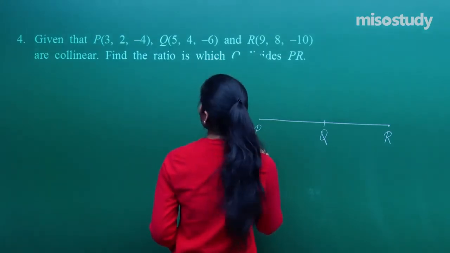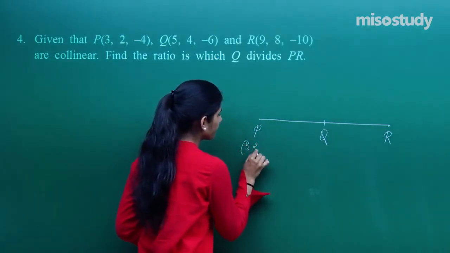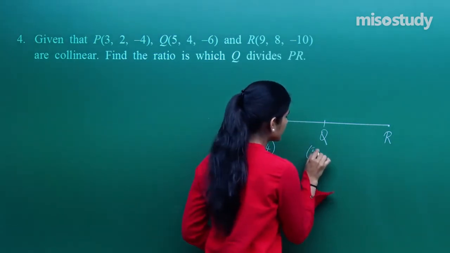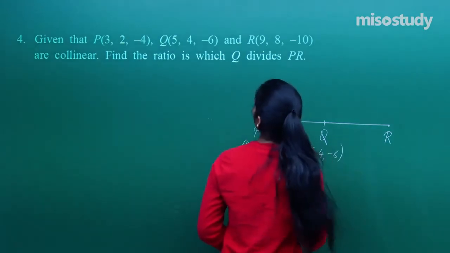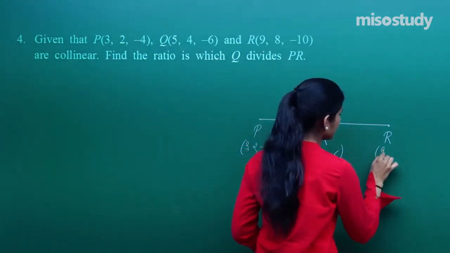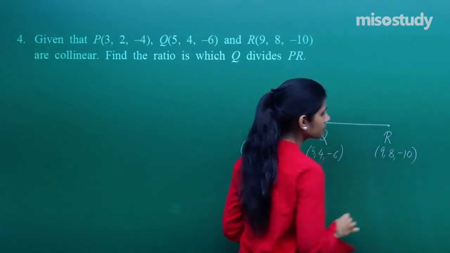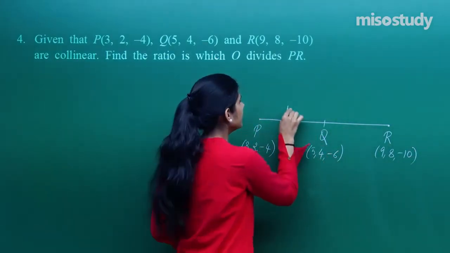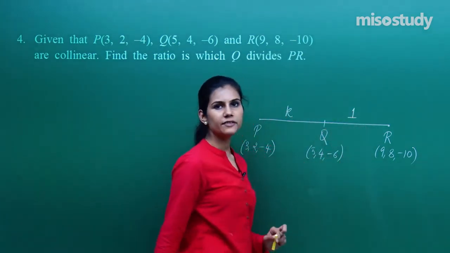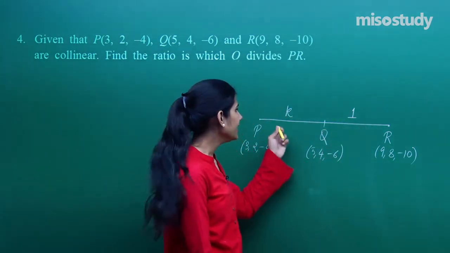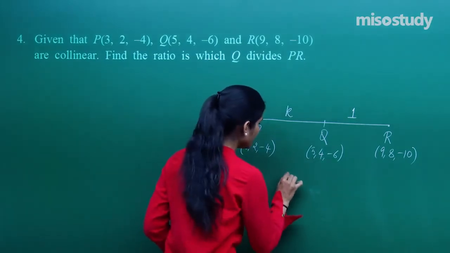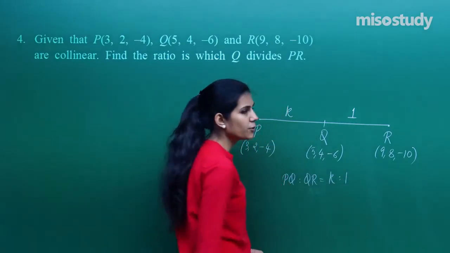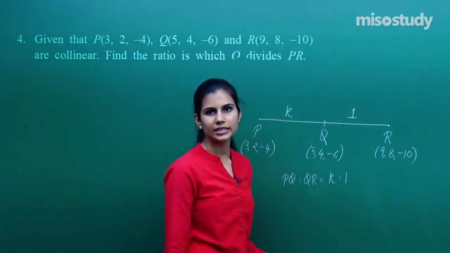P is given to me as 3, 2, minus 4. Q is given as 5, 4, minus 6. R is 9, 8, minus 10. In what ratio Q is dividing PR? Suppose the ratio is k is to 1. Whenever you are unaware about the ratio, you always assume it to be k is to 1. So I am assuming PQ is to QR is k is to 1.